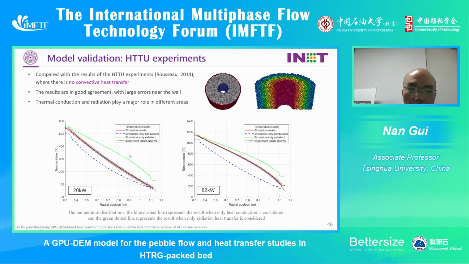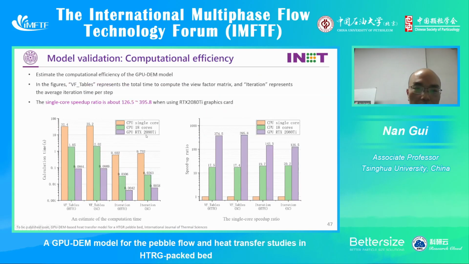And these two figures show different heating powers, but the consistency between the simulation and the experiments is verified. Also, we compare the computational efficiency between a CPU with a single core, a CPU with 18 cores, and the GPU 2080 type. We can find the overall speedup ratio may increase from 1 to 400. It means when you use the GPU, we can speed up the simulation about 400 times.